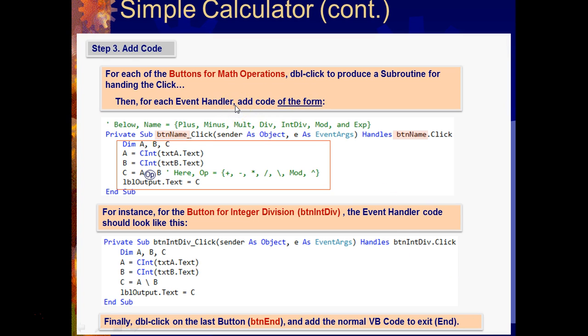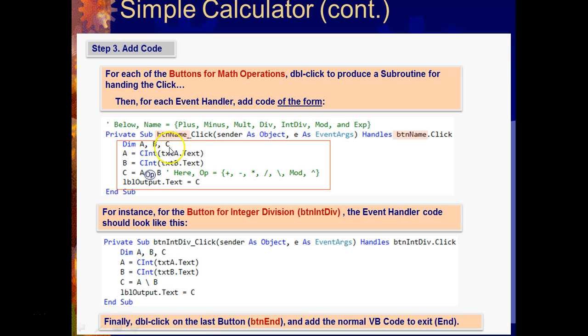So, for example, we want to do this for the plus button. We're going to do it for the plus button, the minus button, the multiplication button, the division button, the integer division, the mod, and the exponential button. If you double click on the plus button, it's going to say BTN plus here. So that's what we want.